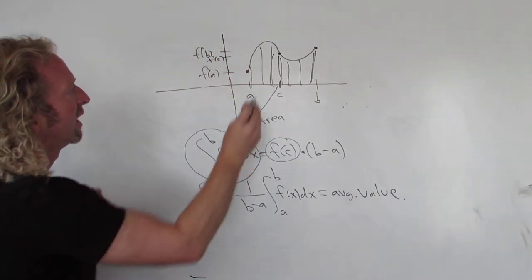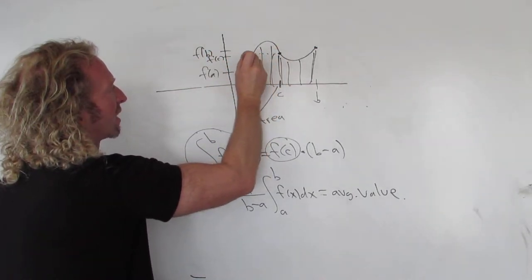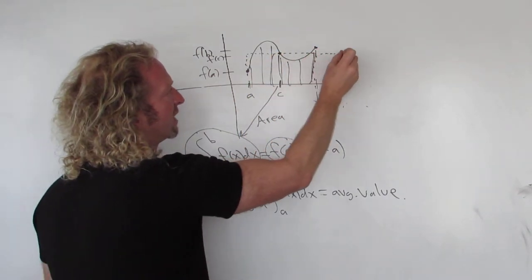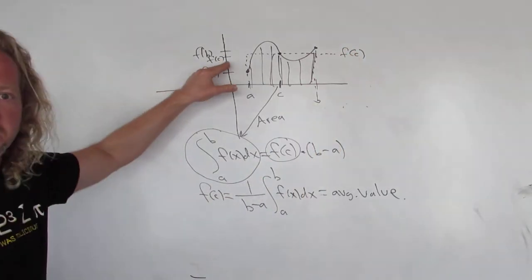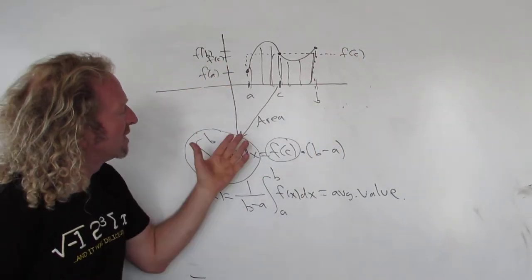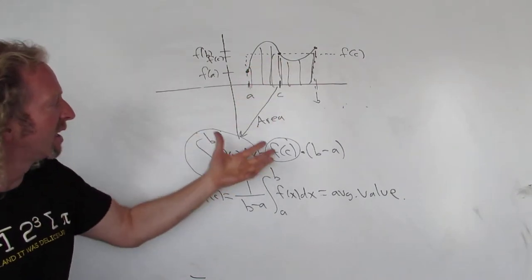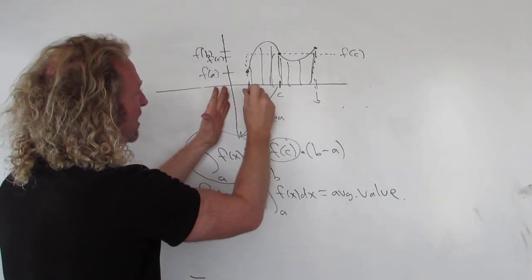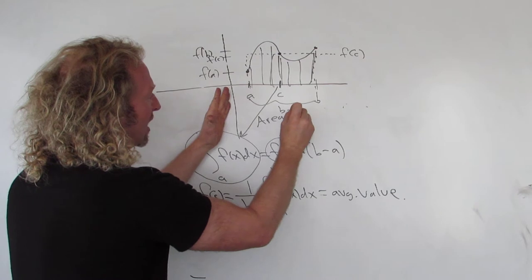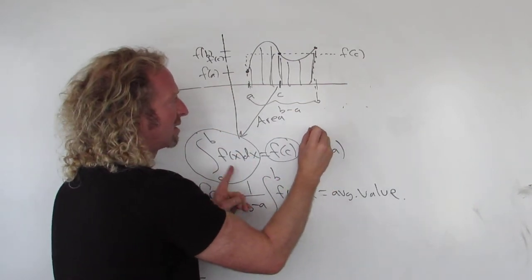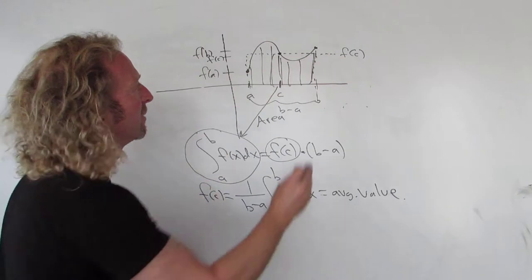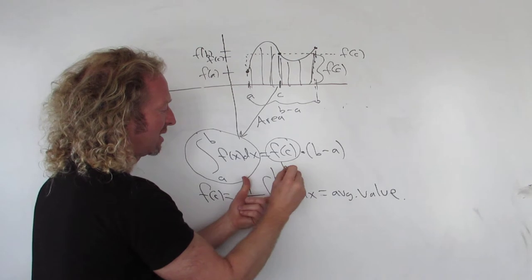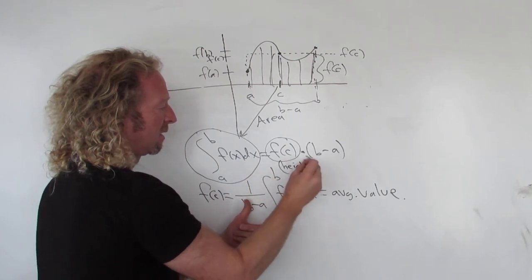I'm just picking the number. And what you can do is draw a box whose height is f of c. So f of c is the height of this box. What the mean value theorem is saying is that the area under the curve is equal to the area of the box. If this is a and this is b, then this distance here is b minus a. Remember, the area of a box is the width times the height. The height of the box is f of c, the width is b minus a.